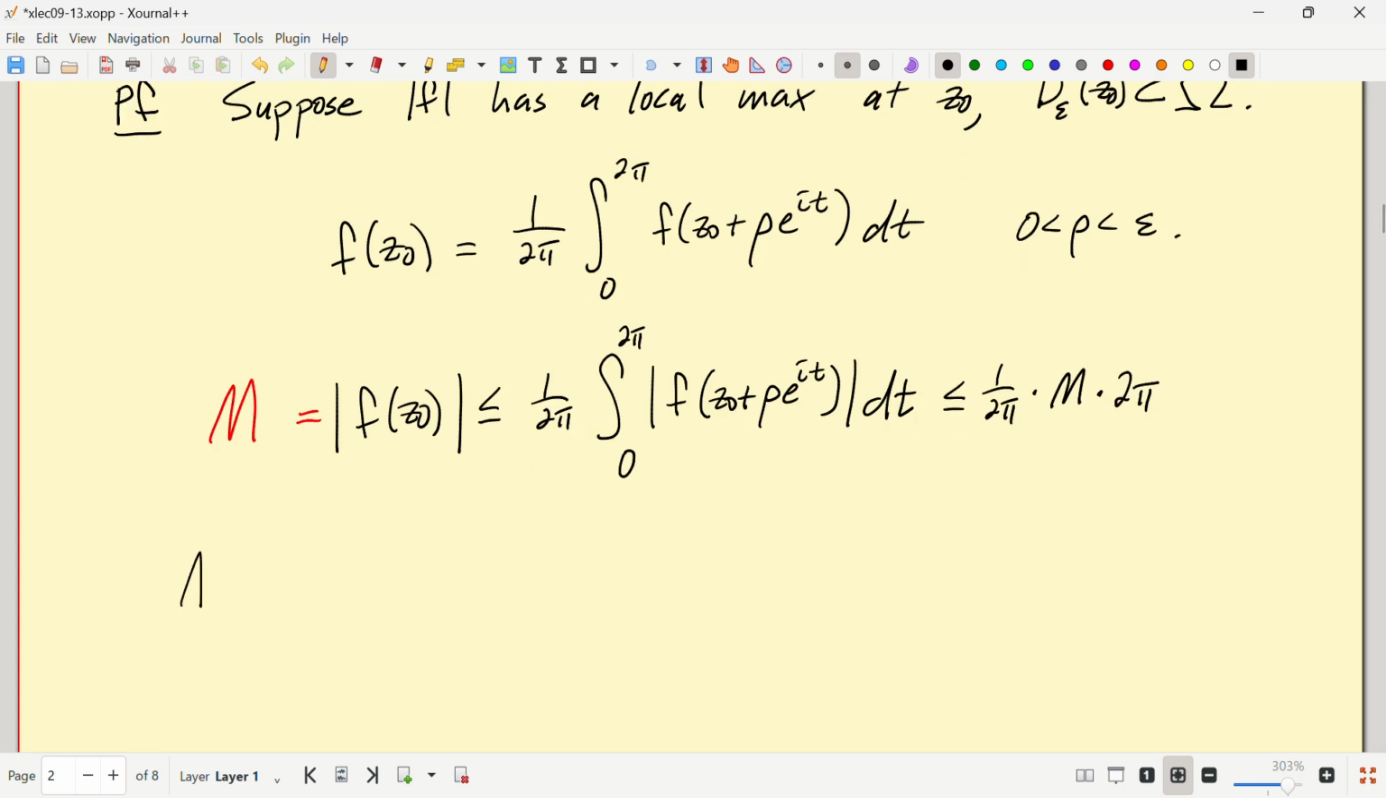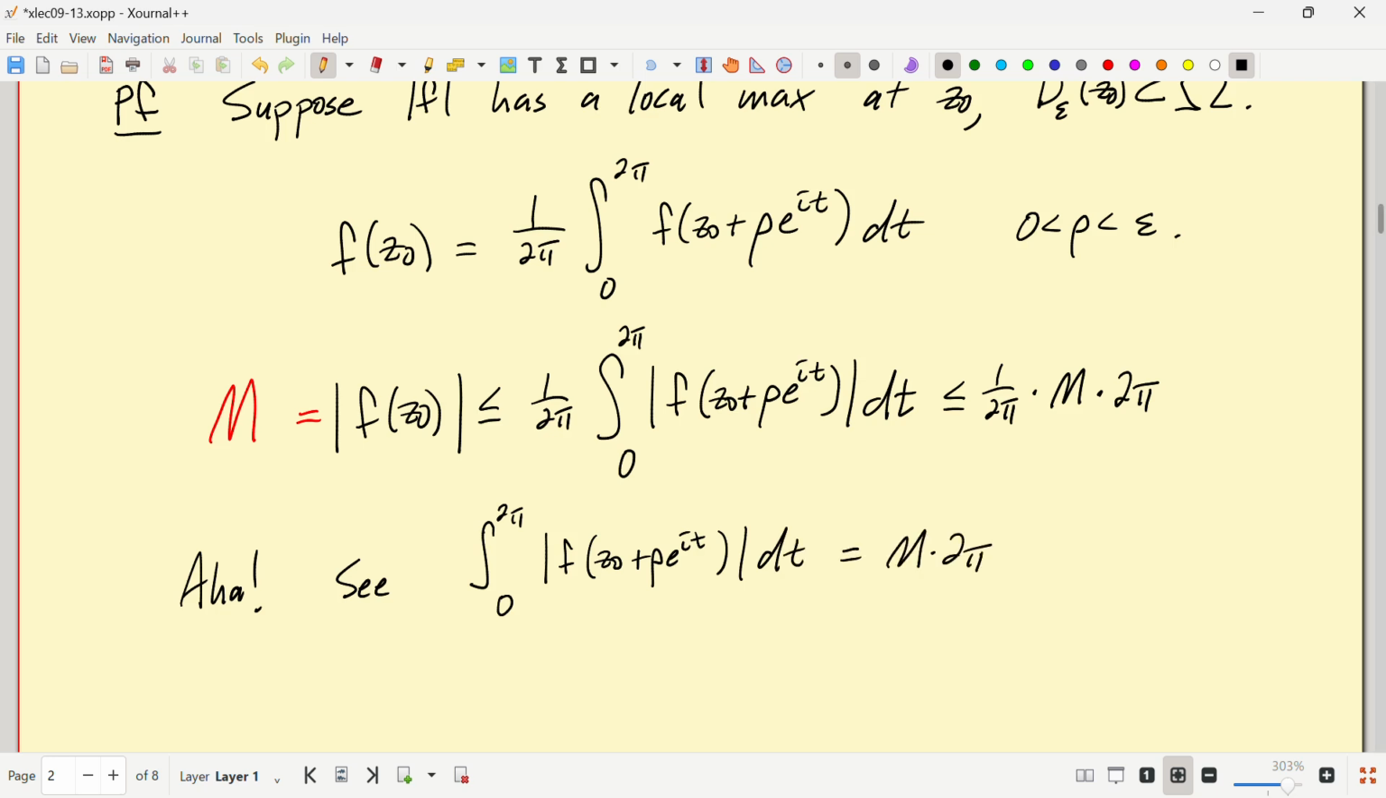So the aha is, we see that the integral from 0 to 2 pi of the modulus of f of z naught plus rho e to the it dt is equal to m times 2 pi, when I put the 2 pi on the other side.